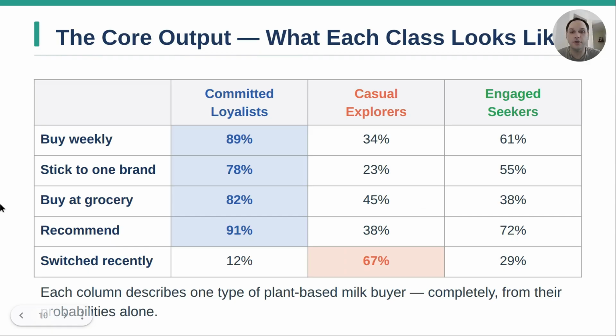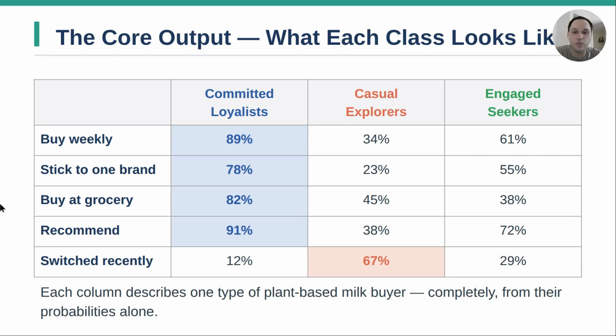Here's the core output of the LCA, the class profile table. It shows the probability that a member of each class gave each possible answer to each question. For OatWave's 3 classes, Committed Loyalists buy weekly at 89% probability, stick to one brand at 78%, shop grocery at 82%, recommend at 91%, and have switched recently at only 12%.